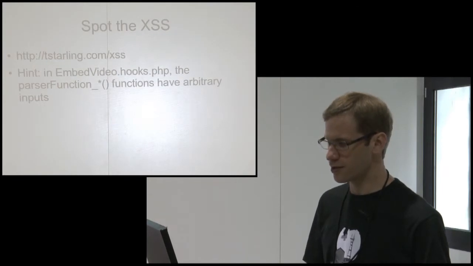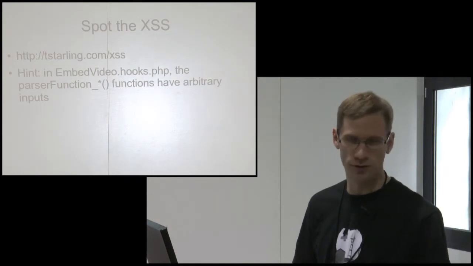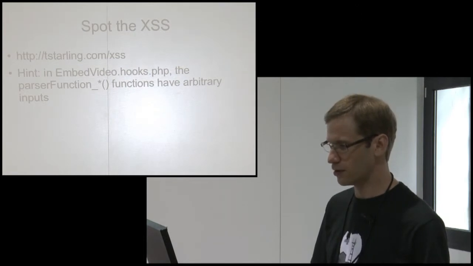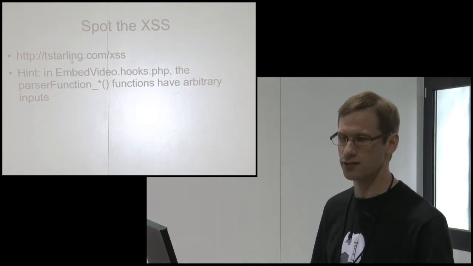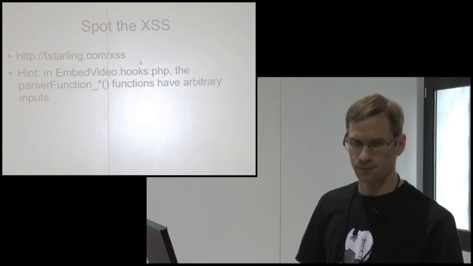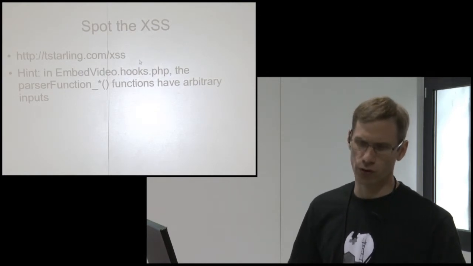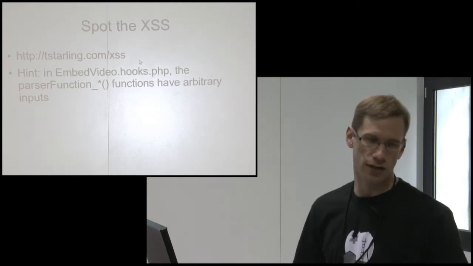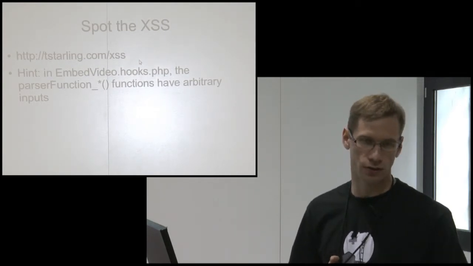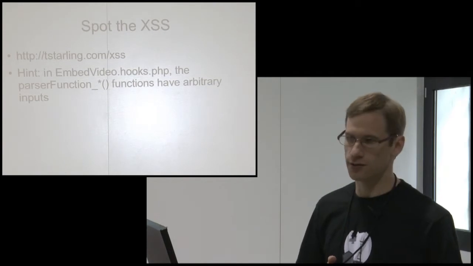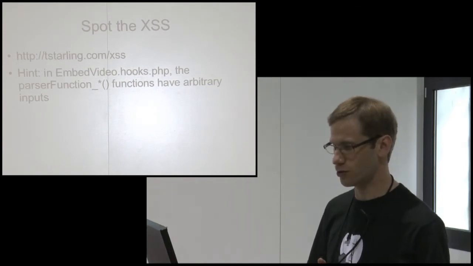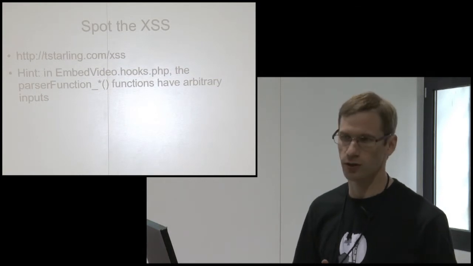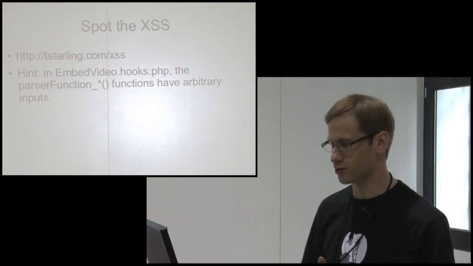Okay, so we've got an exercise now. If you've got your laptops on, if you can navigate to tstarling.com/XSS, you'll find that'll redirect you to GitHub, where a certain extension is hosted, which is insecure. Now, the challenge for my audience here is to try to work out in what way it is insecure, in particular where the XSS is introduced.